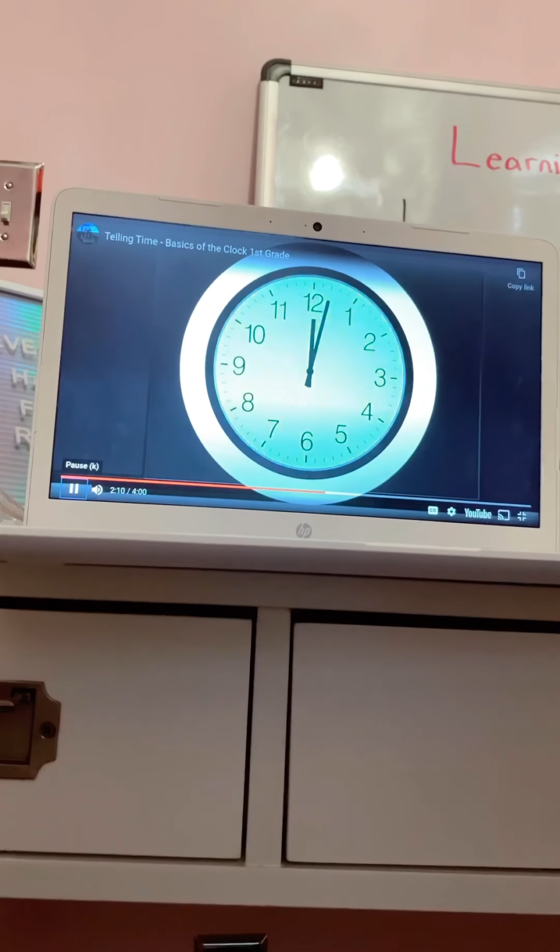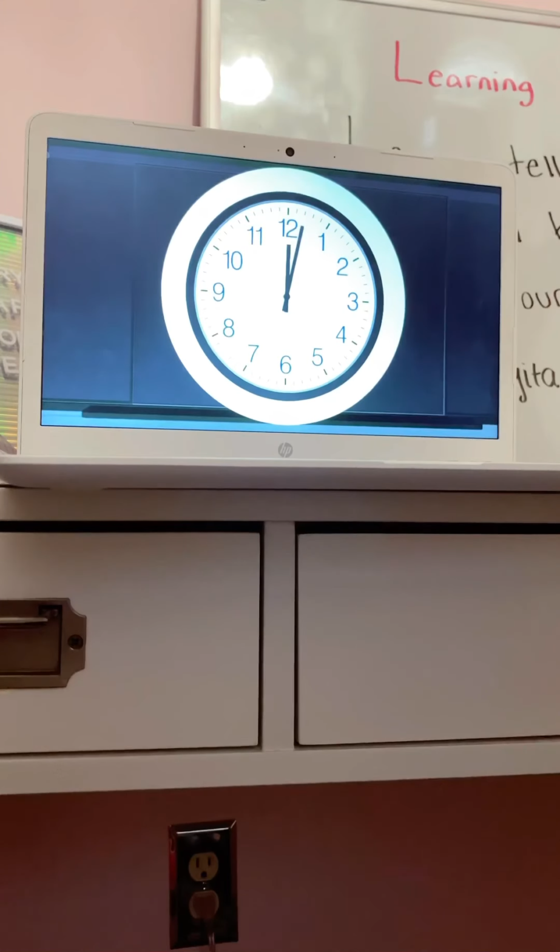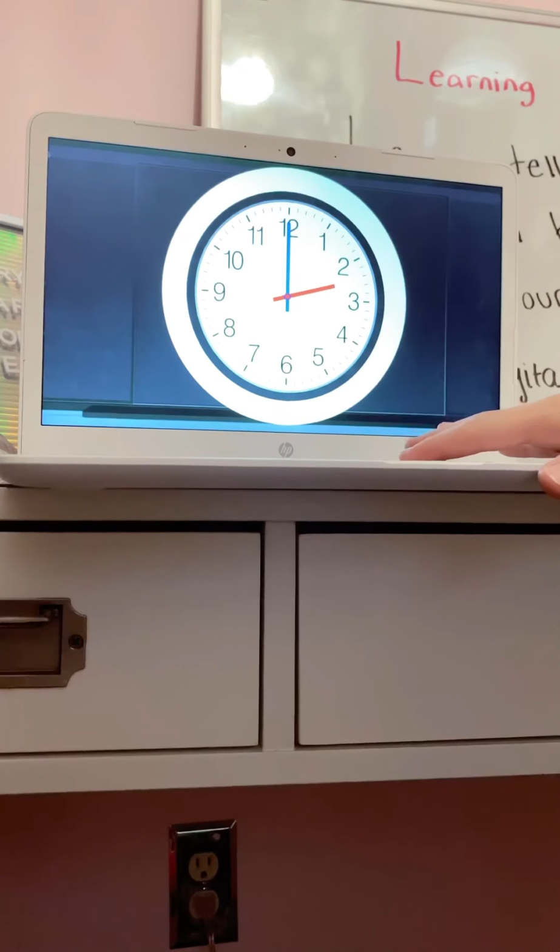The part of the clock with all the numbers and lines on it is called the face of the clock. What do you think the little lines tell us? They tell us the minutes. Great job, guys. Now, last but not least are the 2 pointers that spin clockwise around the clock. What are these pointers called? Correct, they are called the hands of the clock. The long hand points to the minutes while the short hand points to the hours. So we have the hour hand and we have the minute hand.